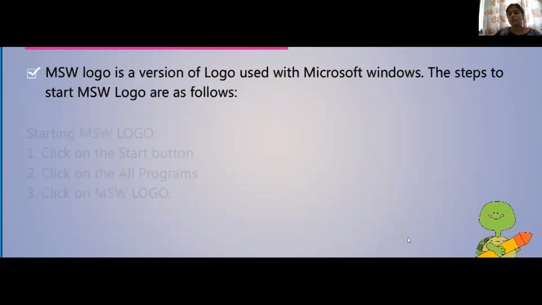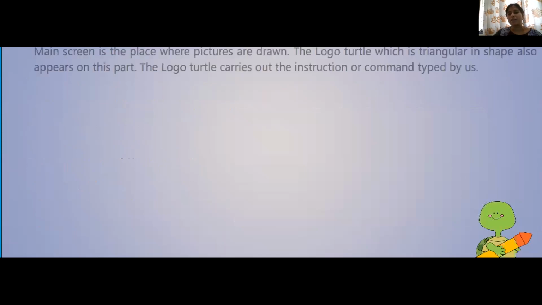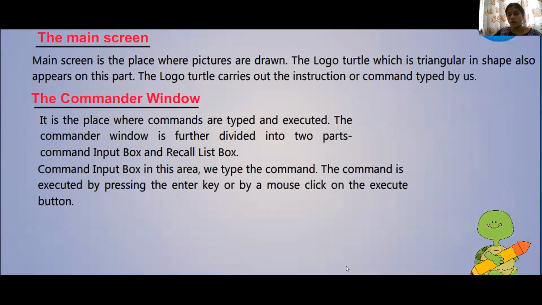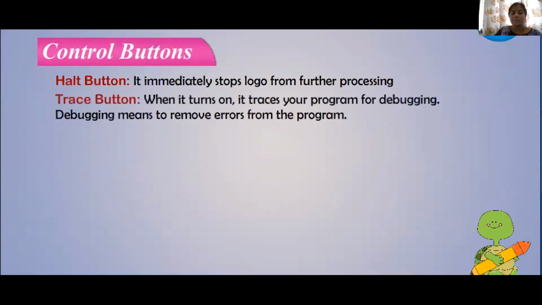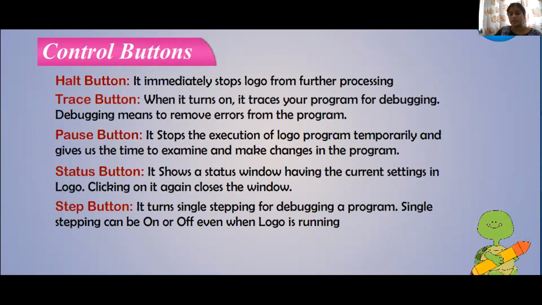MSW is a version of Logo used with Microsoft Windows. The steps to start MSW Logo are as follows. Click on the start button, click on all programs and select MSW Logo. What are the different parts available in MSW Logo? The main screen, commander window, commander input box, and recall list box. Then we saw the control buttons: halt button, trace button, pause button, status button, step button, and reset button.